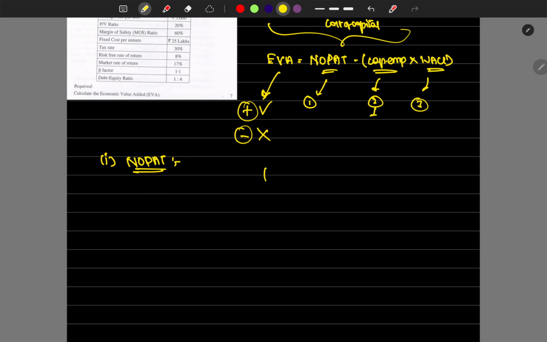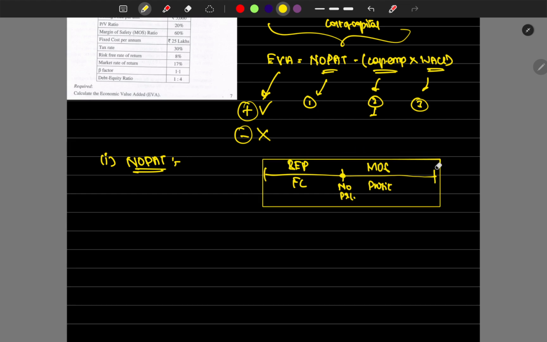Before that, I'll tell you one thing: BEP is the fixed cost coverage, right? After BEP, at this point, we have a profit portion, which is MOS. So this is profit, and this is the no profit, no loss area. Have this picture in your mind. We'll quickly finish off this problem in no time.